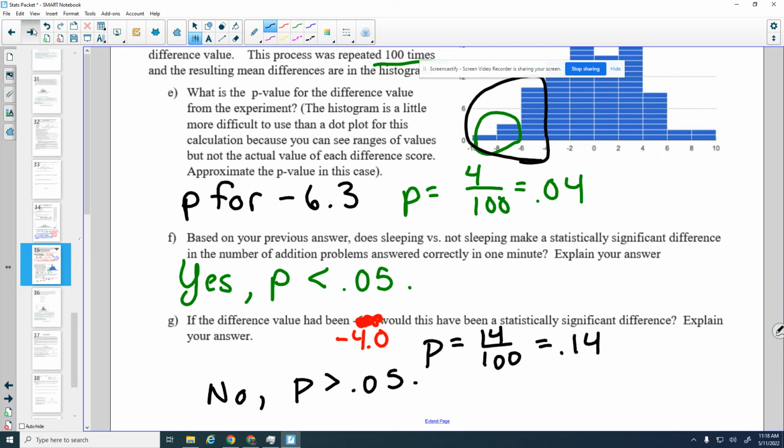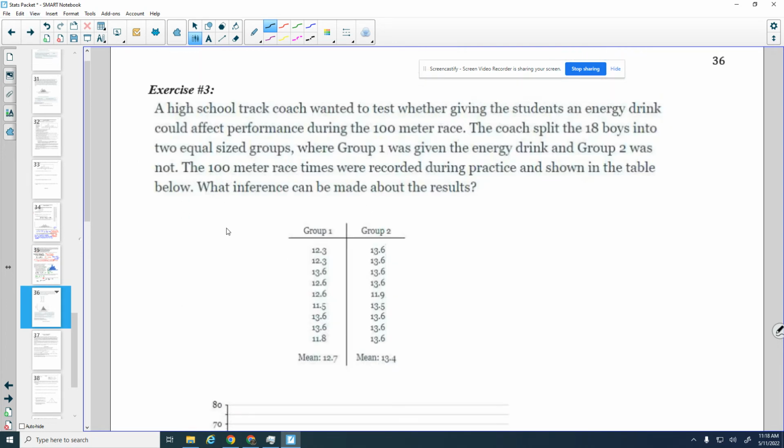So we're going to look at one more. This is a Delta Math question. A high school track coach wanted to test whether giving students an energy drink could affect performance during the 100-meter race. The coach split 18 boys into 2 equal-sized groups. It should say random assignment, doesn't mention it, but we're going to go with that. Group 1 was given the energy drink and group 2 was not. The 100-meter race times were recorded during practice and shown in the table below. What inference can be made about the results?